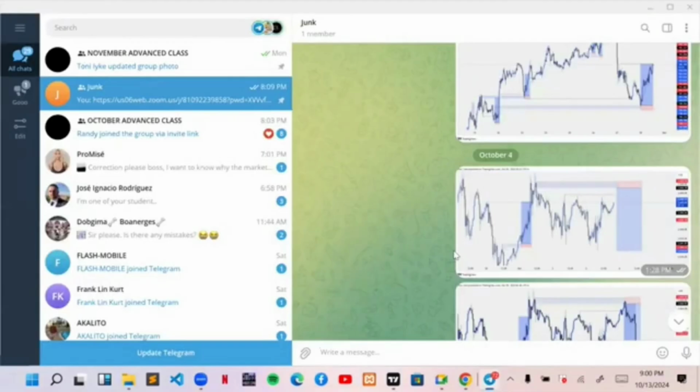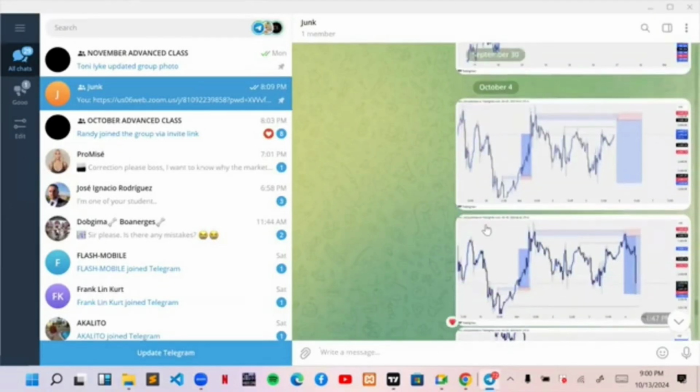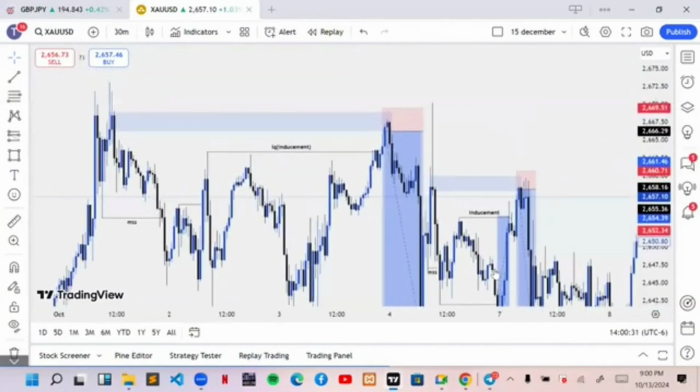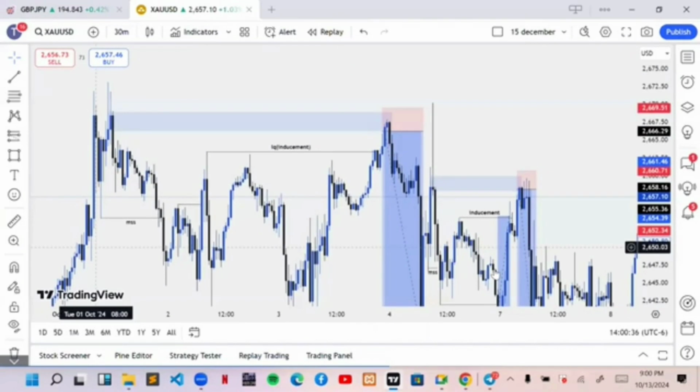So this was the before of analysis, and then this was after. This was NFP news. So it is this particular trade right here. Market structure, inducement, point of interest. So for our market structure sheet is what our market structure is.